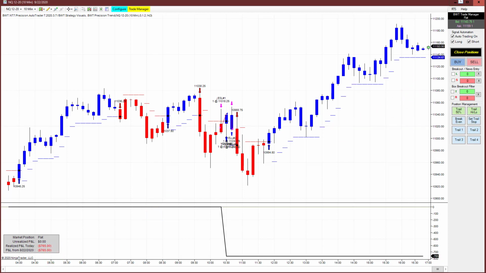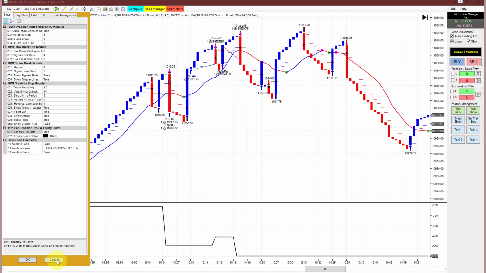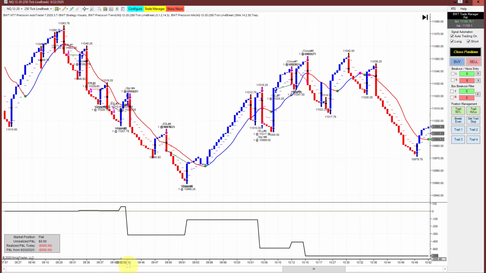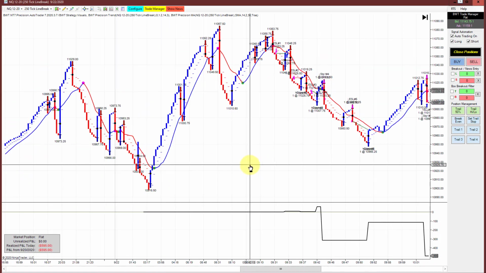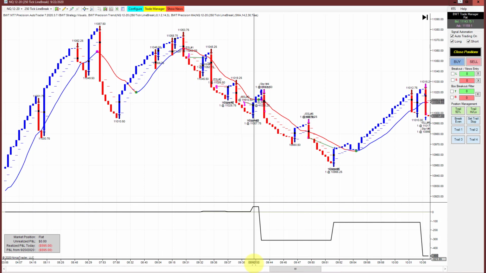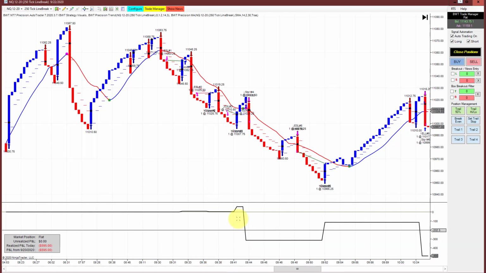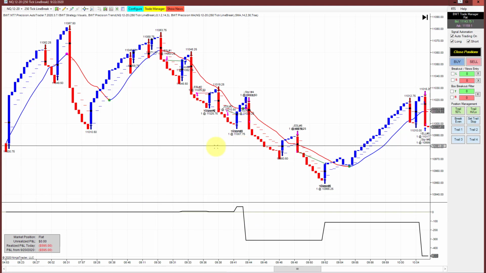Then I also traded the 250 tick line break today, and that had quite a few trades, and also was stopped out for a loss of $5.95. Now looking at this, remember, there's something to be learned from every chart.